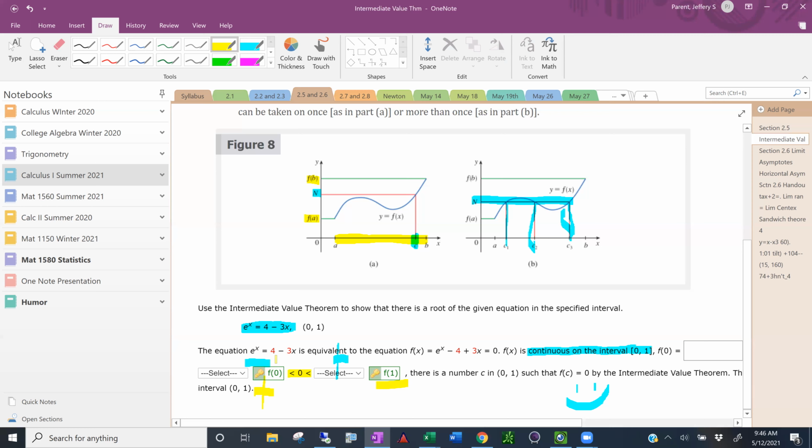So I would imagine that the choices here are f of 0 or f of 1. And in this case, since f of 0 is negative, that's why it's less than 0. That would be your choice here. f of 1 is positive, so that'd be your choice there. But it could be the other way around with different functions. That help?